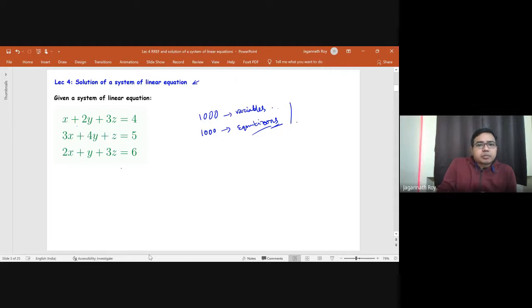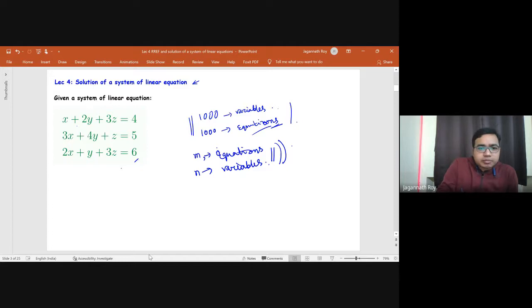For that we have to study the concept of a generalized system. That means in place of this number 3 or 100, we will write m equations and n variables. So this is our goal to study, but we will explain this with an example.